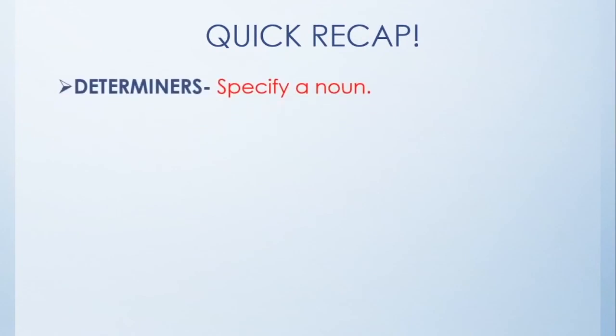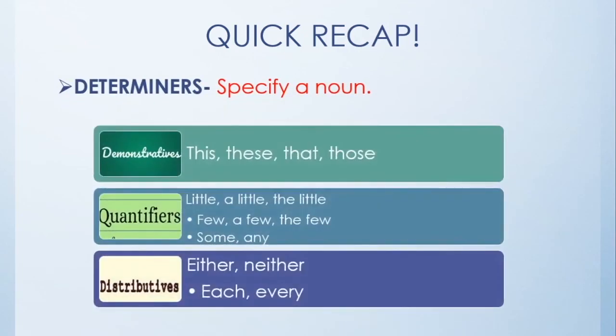So students, let's have a quick recap of what we learned in this video on determiners. Determiners specify a noun. We learnt about the usage of demonstratives, quantifiers, distributives. Demonstratives: this, these, that, those. Quantifiers: little, a little, the little; few, a few, the few; some, any. Distributives: either, neither, each, every.